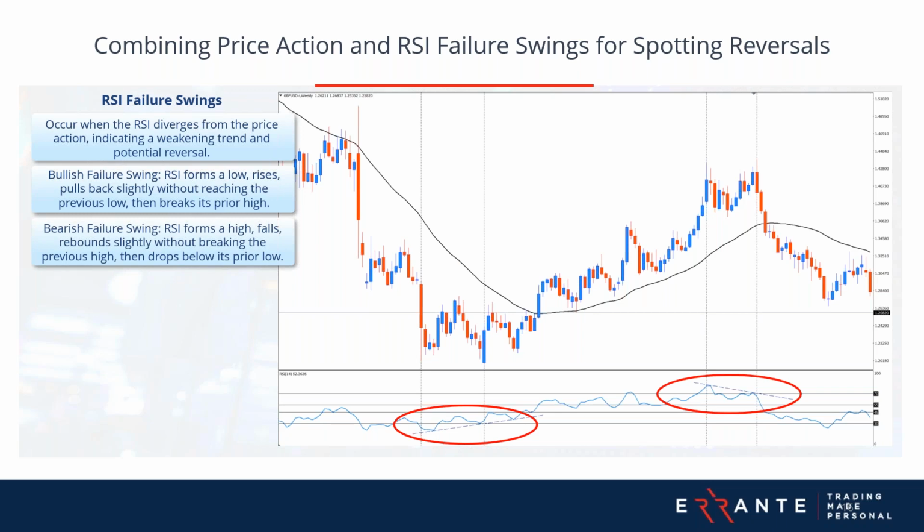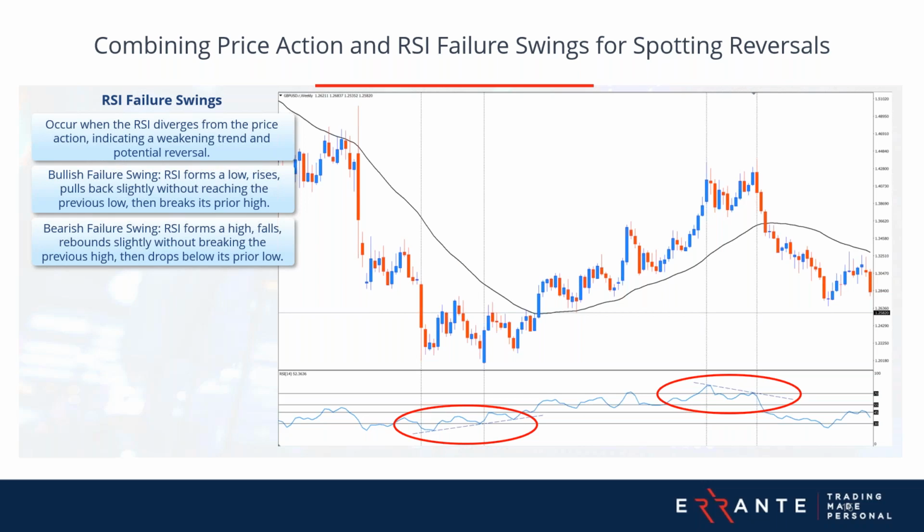On the other side, we have a bearish failure swing. It occurs when the RSI reaches a peak, declines, makes a partial recovery without surpassing the previous peak, and then dips below its recent low. It indicates, let's say, the dissipation of buying momentum and a potential downward reversal.